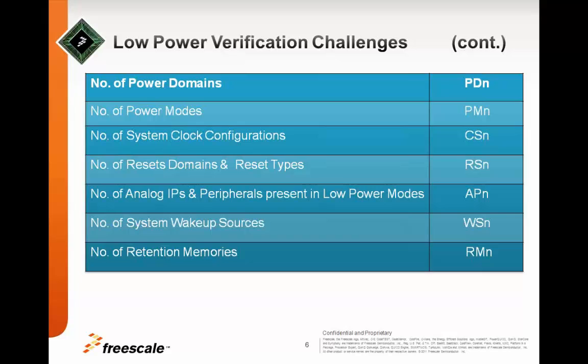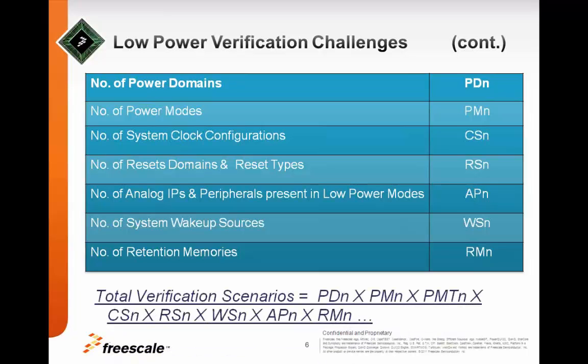Then we also have multiple reset domains and reset types in the design, multiple system wake-up sources like NMIs, GPIOs, interrupts, memories, as well as n number of analog IPs and peripherals which are present in the low power modes. The total number of verification scenarios is a multiple of all these parameters, and on top of that we also need to have the abort scenarios as well. As the number of design components increases, the number of verification scenarios increases exponentially.